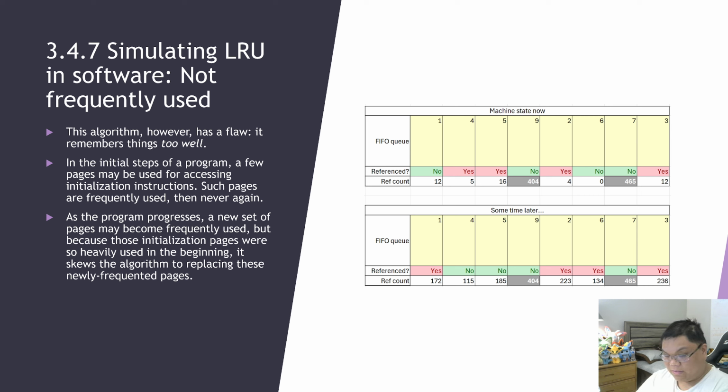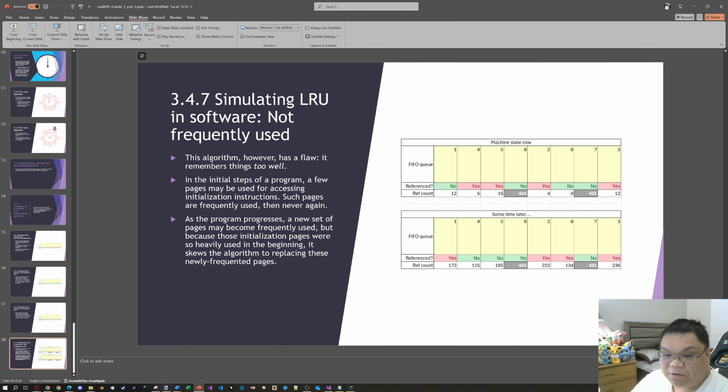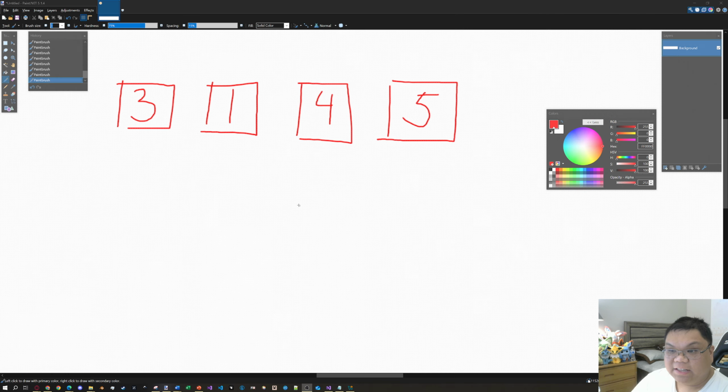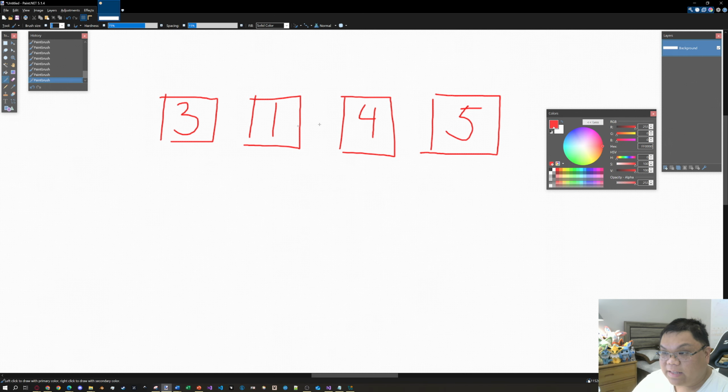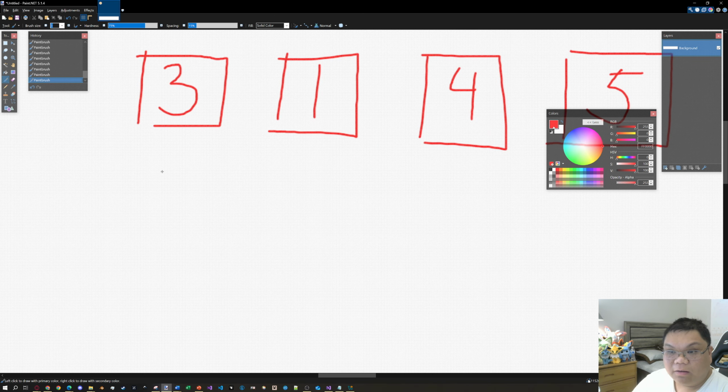There's another way to do this, and that is to use multiple reference bits. So say we have 4 reference bits. I may just have to draw this out because I regrettably don't have a slide for this. So let's say we have 4 pages in memory, and each page has 4 reference bits.